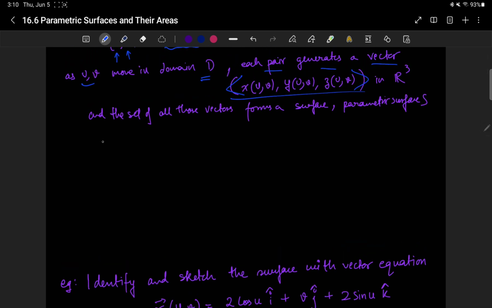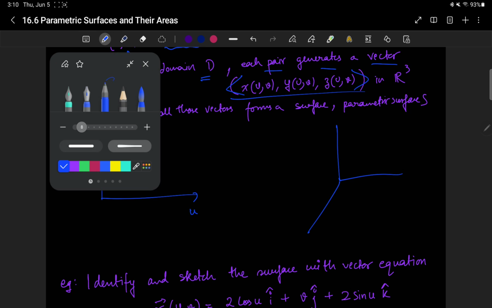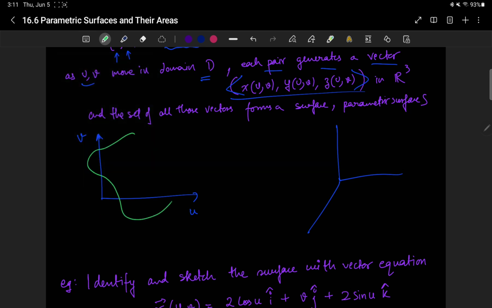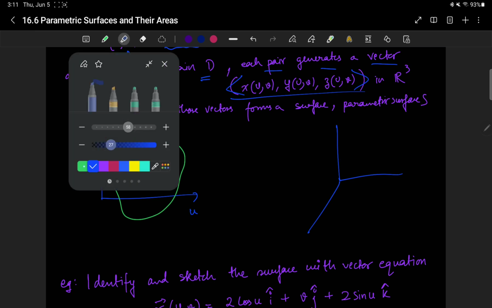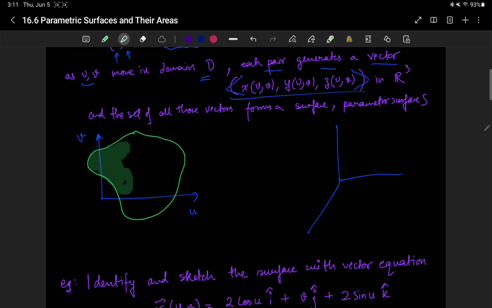So diagrammatically, what is going on here is something like this. So you have 2 space and 3 space. The 2 space is the space of the parameters u and v. Suppose the parameters u and v have a domain D, which is roughly described in this way, and this is the domain for parameters, and this is some specific point (u, v) in the parameter domain.